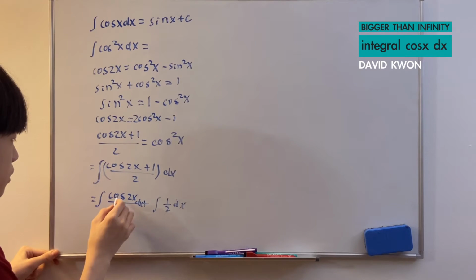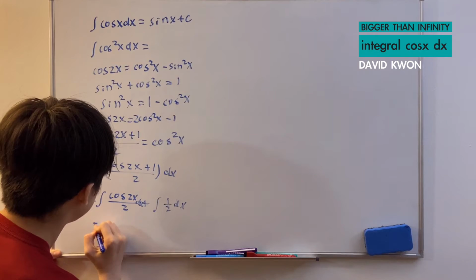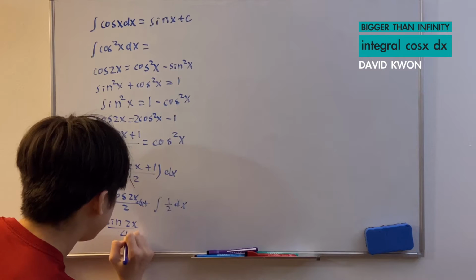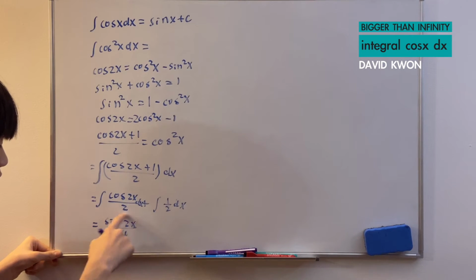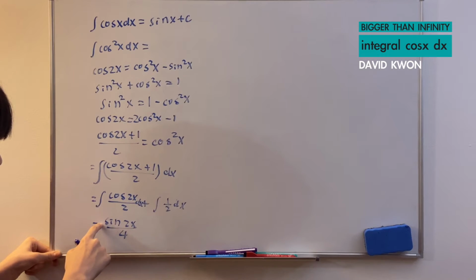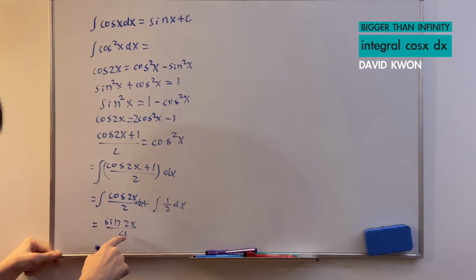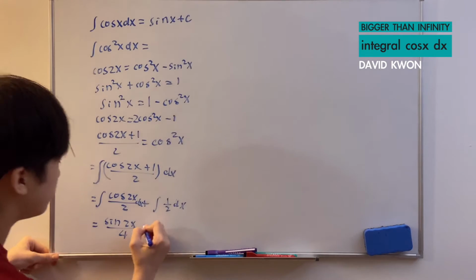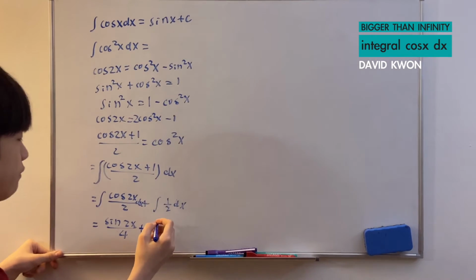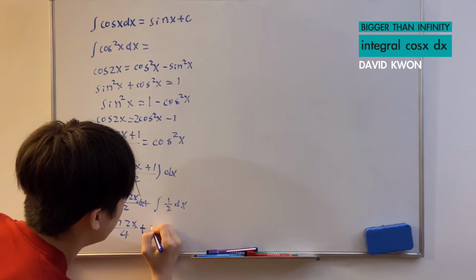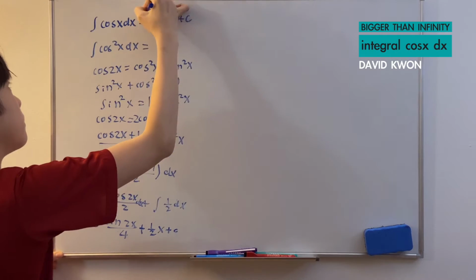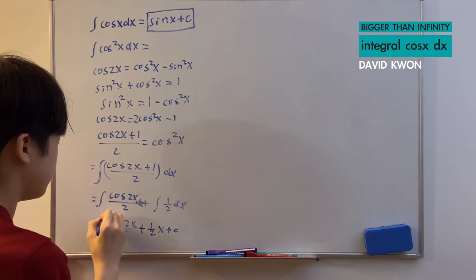And the integral of cosine 2x over 2 dx is equal to sine 2x over 4. Because if we differentiate this, the sine becomes the cosine, and then from the chain rule, the 2 comes in front of here. 2 over 4 is 1/2, so this is equal to cosine 2x over 2. And then the integral of 1 over 2 is equal to 1 over 2 times x plus c. The answers are in the box.